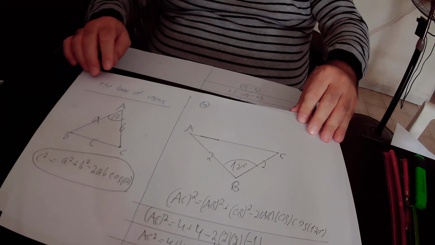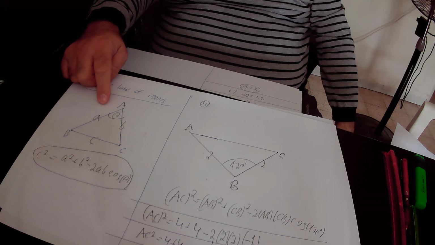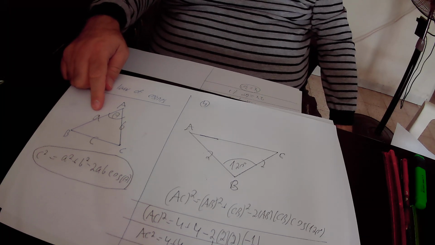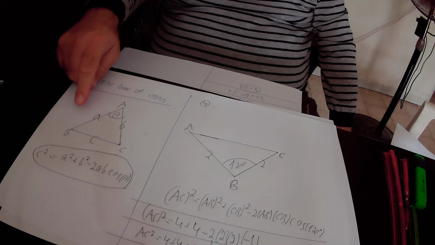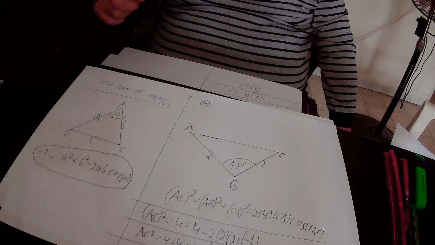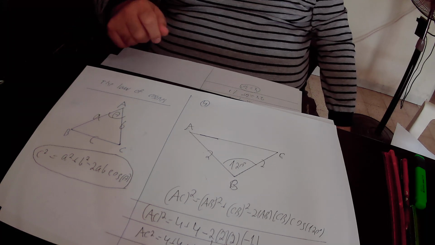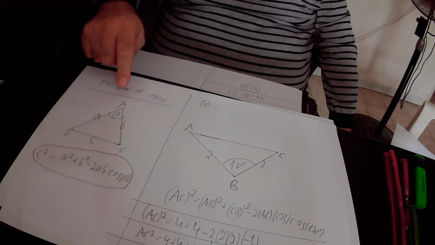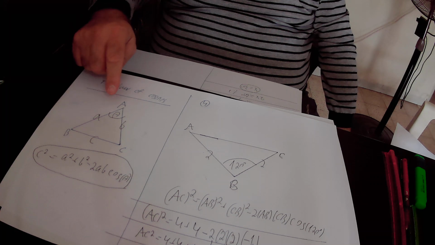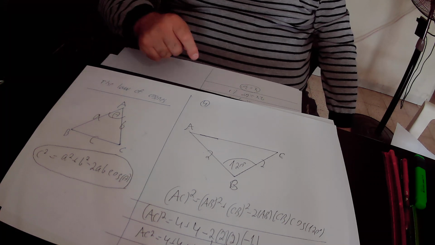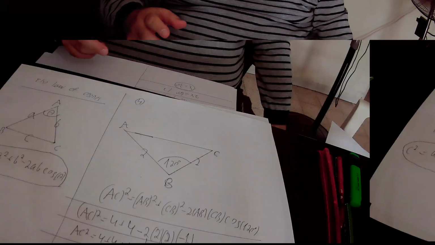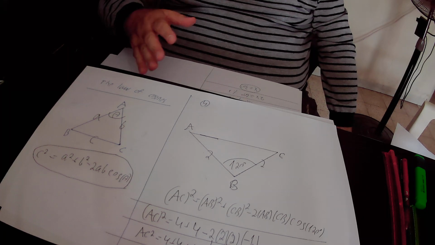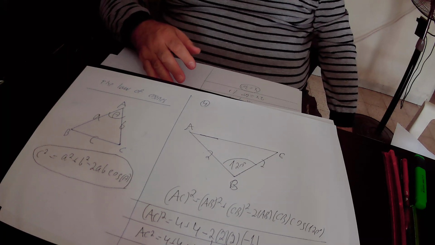So if we have this triangle ABC, this could be any triangle. The length of AB is A units, side AC equals B units in length, side BC equals C units in length. Then according to the law of cosines, C squared equals A squared plus B squared minus 2 times AB times cosine theta. Theta is the angle between side AB and side AC. We can implement the law of cosines in our triangle ABC.